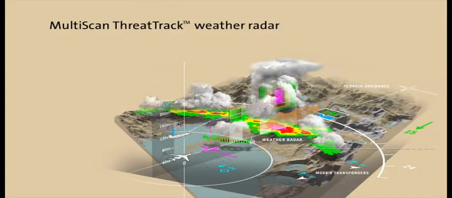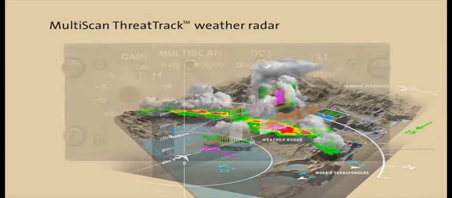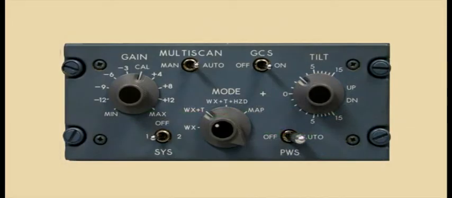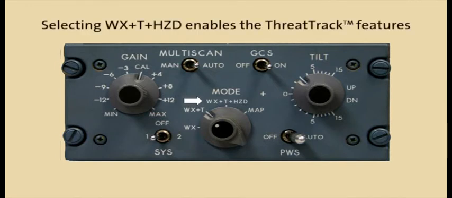Rockwell Collins' new ThreatTrack software enables 6 new weather analysis tools that assist flight crews in assessing actual thunderstorm threats. Note that on the Multiscan ThreatTrack control panel, the TURB function has been removed and replaced with a Weather plus Threat plus Hazard selection. When Weather plus Threat plus Hazard is selected, Multiscan's ThreatTrack features are added to the essential automatic multiscan capabilities previously described in Modules 1 and 2.